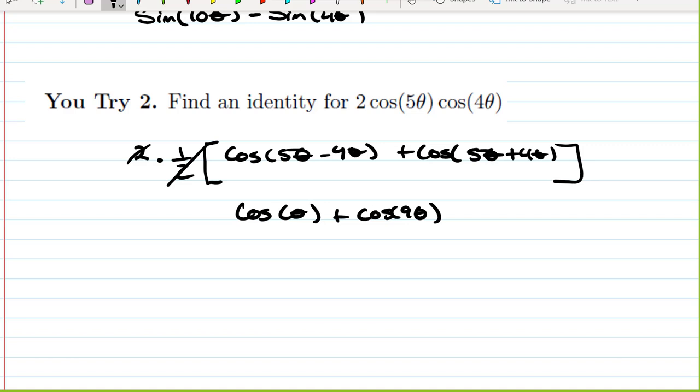So this is really just finding the appropriate identity on the sheet and executing it.